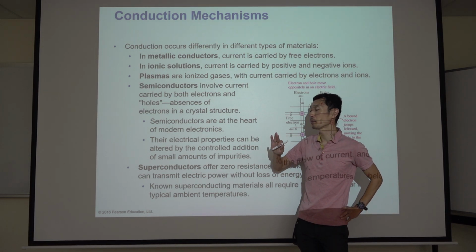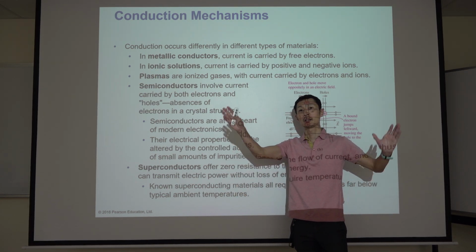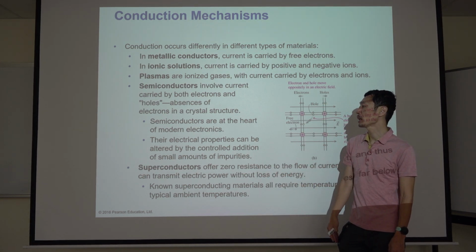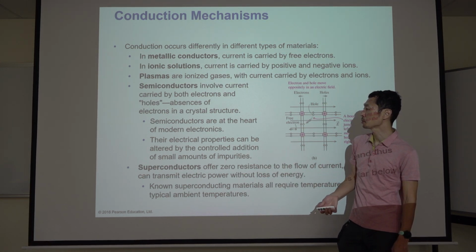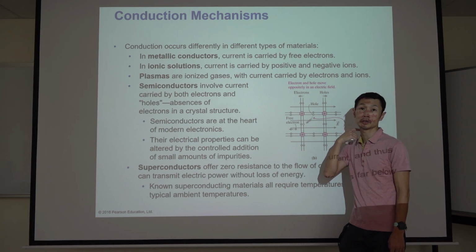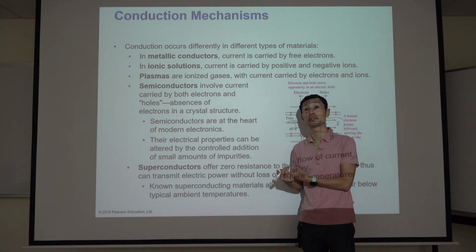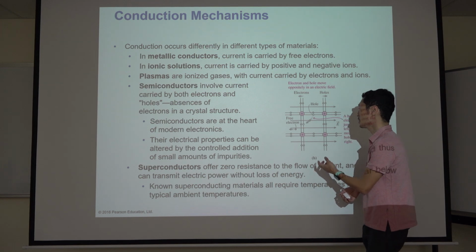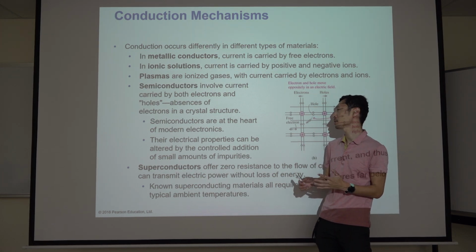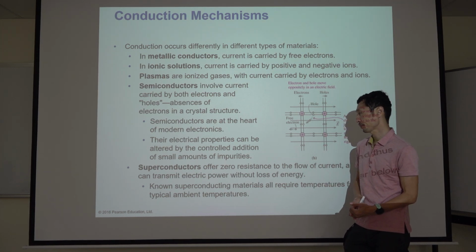Semiconductors are at the heart of modern electronics, so that camera or this computer, all of these have semiconductors. The electronic properties can be altered by the controlled addition of small amounts of impurities. To make these holes, we need to add different molecules or ions. Then the properties of the holes can be controlled or changed. That's how you make the semiconductors that you would like.